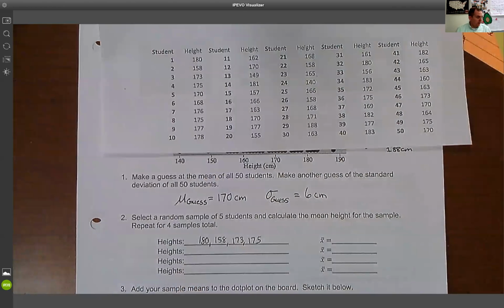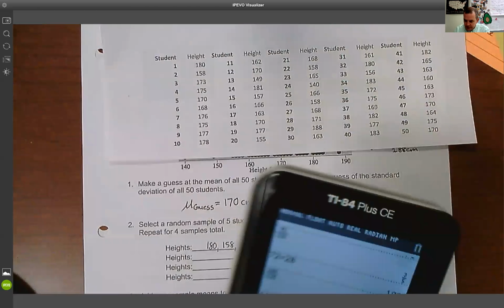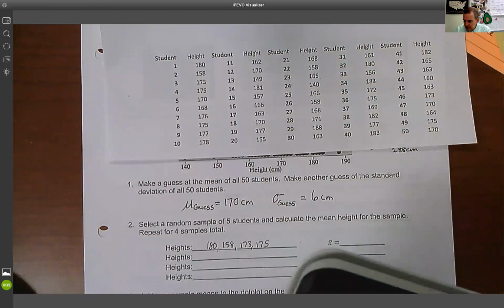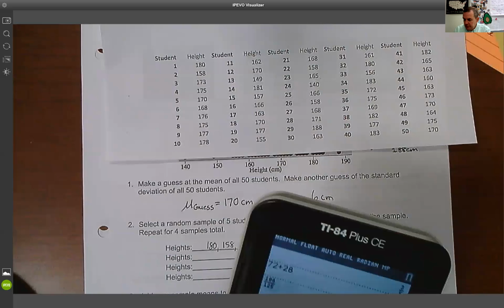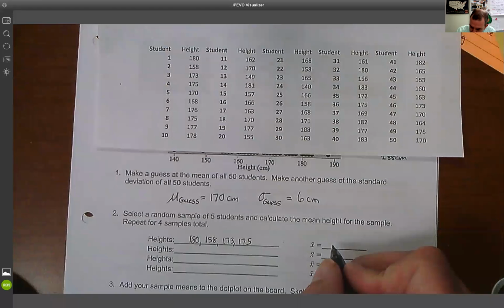If we want to figure out the mean of that, that's called the x bar. Go ahead to the calculator and we do 180 plus 158 plus 173 plus 175. We divide it by 4. We end up with 171.5.